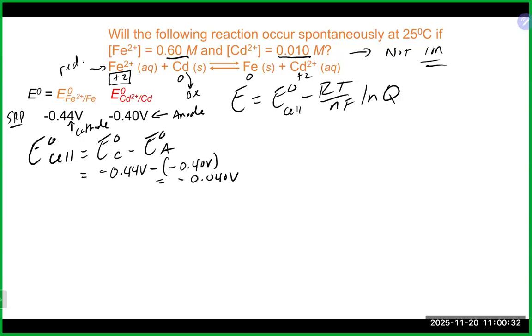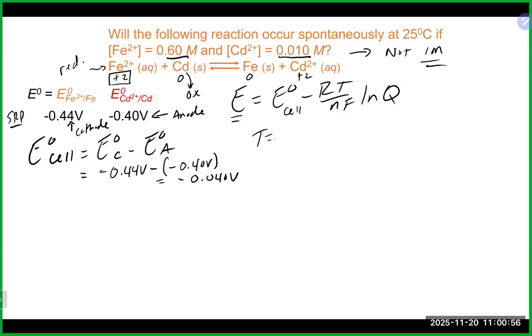And under standard conditions, this reaction is non-spontaneous, because a negative voltage should give us a positive delta G, and that's not so good in terms of spontaneity. But we're not under standard conditions, we're under non-standard conditions, so we do need to calculate this E to see if maybe those concentration differences will help us.